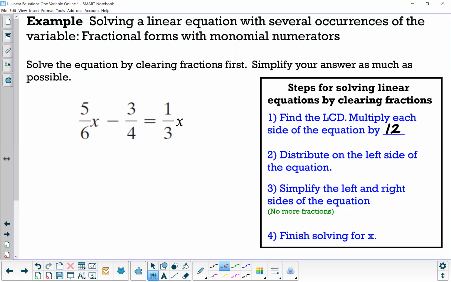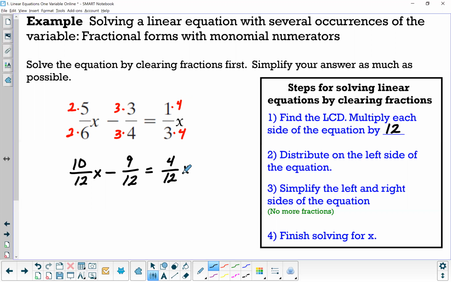So for 5/6, I would need to multiply by 2 over 2. And that would give me 10 over 12x minus, for 3/4, to get a denominator of 12, I would need to multiply by 3 over 3. And so that would give me 9 over 12. And then 1/3 x, I would need to multiply by 4 over 4. So that would give me 4 over 12x.